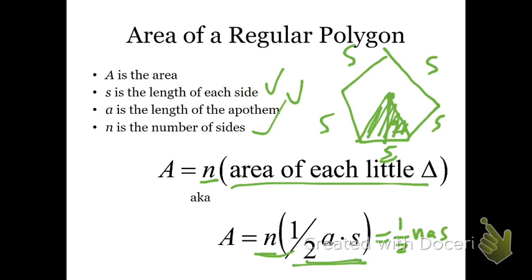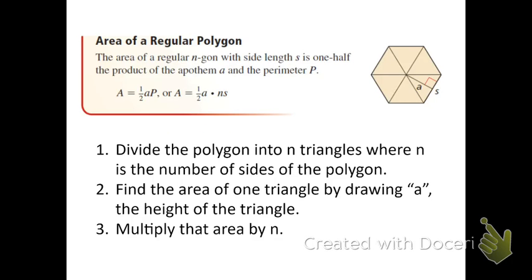And another formula that's used is 1/2 A times the perimeter. So if you know the perimeter, or you could find it by doing the length of each side times the number of sides, since n times S is equal to the perimeter, you can also do 1/2 the apothem times the perimeter, and you'll get the same answer. So another way to think about it.